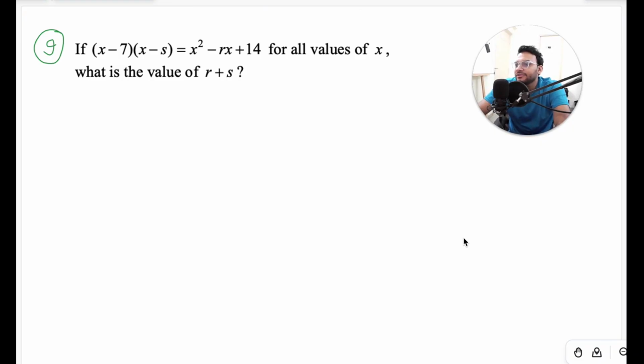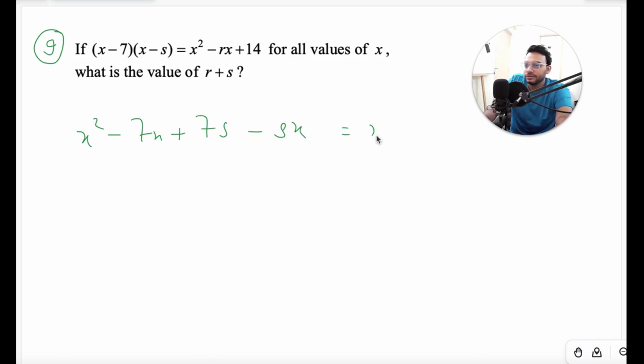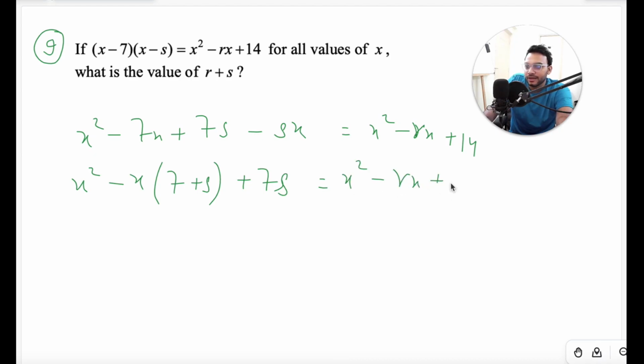Question number 9. If x minus 7 times x minus s is equal to x squared minus rx plus 14 for all values of x, what is the value of r plus s? Okay. Simplify the left hand side. x squared minus 7x plus 7s minus sx is equal to x squared minus rx plus 14. Okay. And then x squared minus x times 7 plus s, plus 7s, is equal to x squared minus rx plus 14.